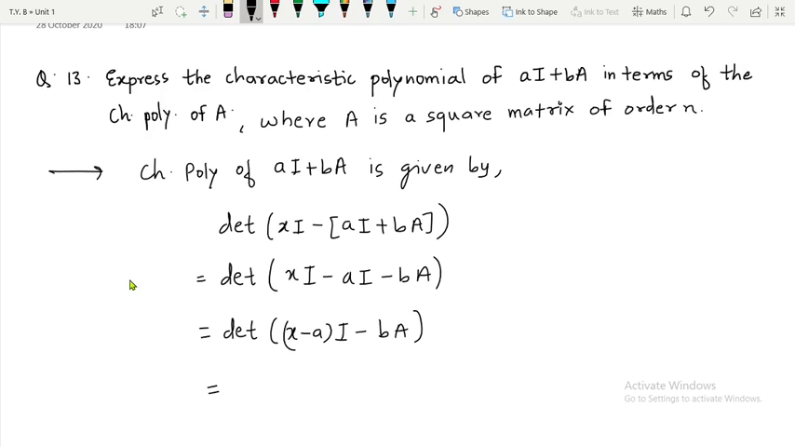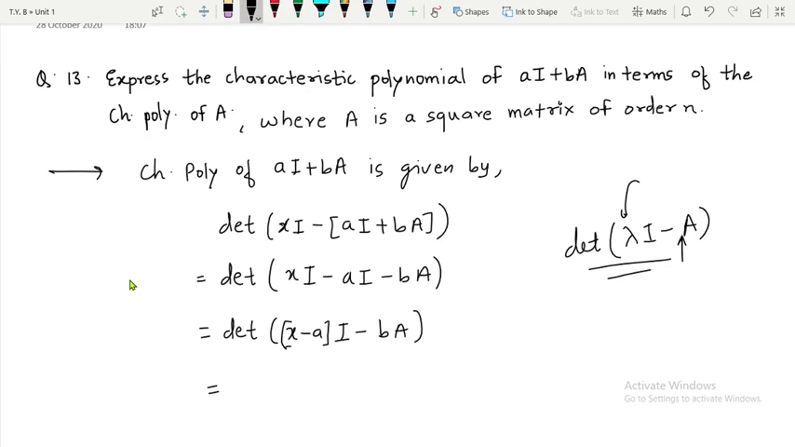This can be written as, since I have to express it in terms of the characteristic polynomial of A, you know the characteristic polynomial of A looks like this. Simply I have changed the variable to lambda because we are already dealing with the variable x. So it is given by the determinant of lambda I minus A. So you can see the coefficient of A is -1. So same thing I want. So I'll take this b out of the determinant sign.